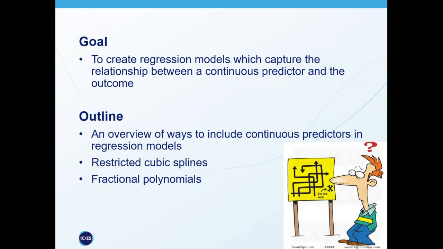Okay, so our goal is to create a regression model which captures the relationship between a continuous predictor, or maybe you have more than one, and some outcome. I'm going to do an overview of the various choices that we have for including continuous predictors in regression models, with a focus towards the end on 2 techniques, restricted cubic splines and fractional polynomials.